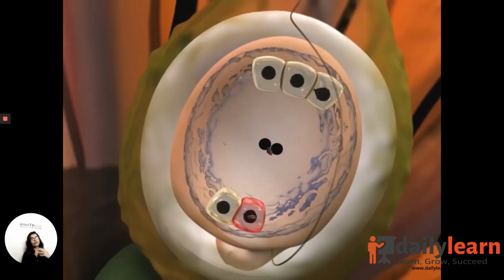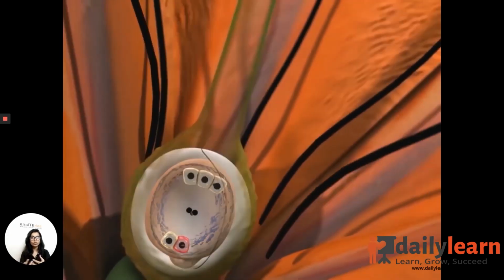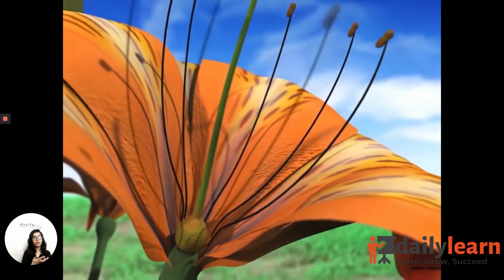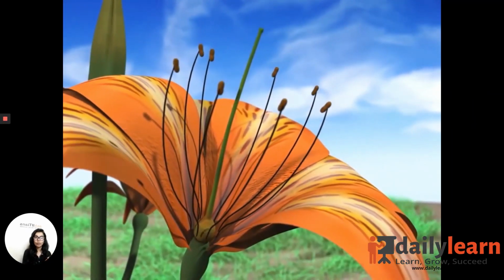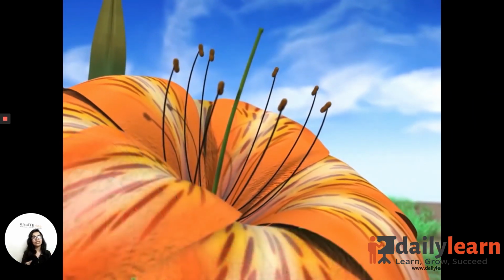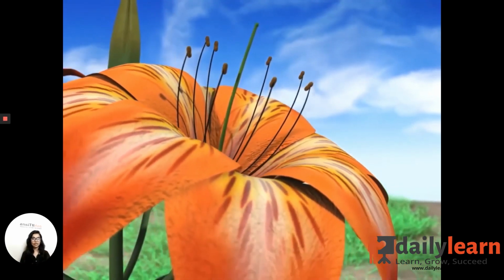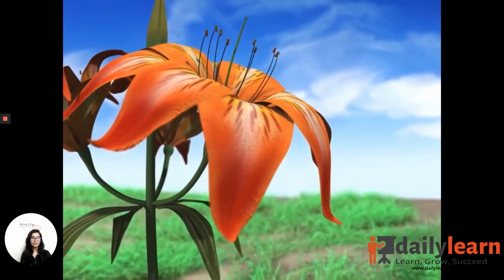So you see this fusion is occurring. The fusion which is happening with the egg will be forming the zygote. The fusion which is happening as the triple fusion will be forming the endosperm, and that is all about the double fertilization in the angiosperms, right?